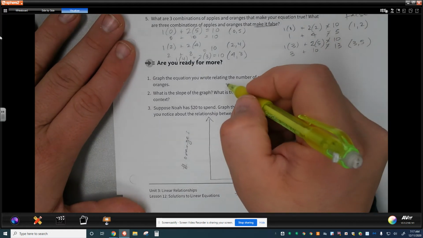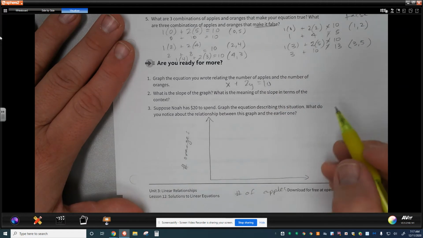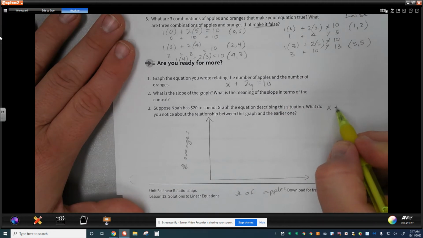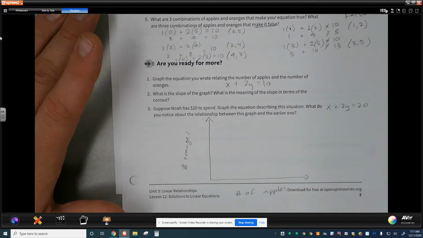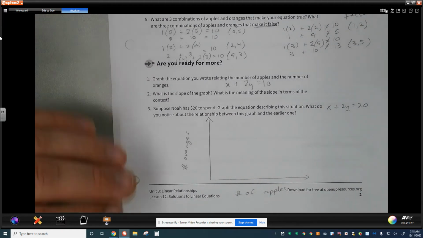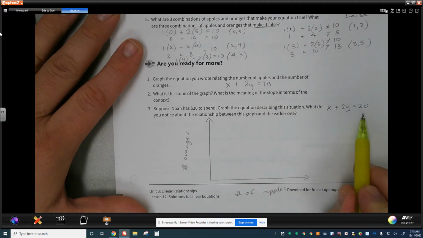First off, I'm going to graph this equation, x plus 2y equals 10. But I also have to think about what happens when I get x plus 2y equals 20. And I have to consider the two of those equations as I want to build this graph because I'm supposed to compare them. So what I would think about here is the larger graph.